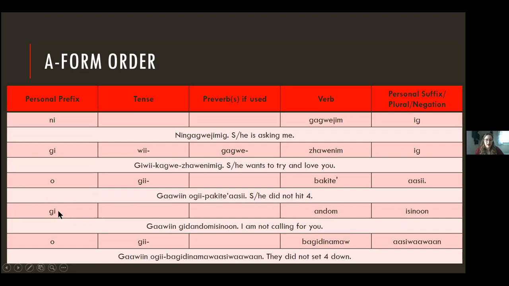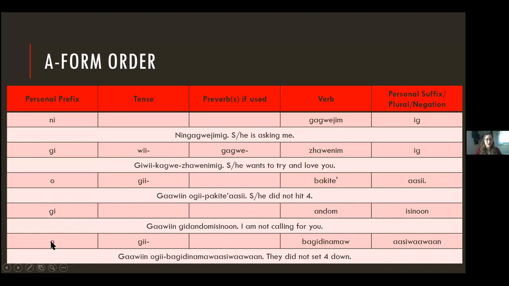Personal prefix is ge, verb is andom, and the negative suffix is sinun. Gawin gedandom sinun. I'm not calling for you.